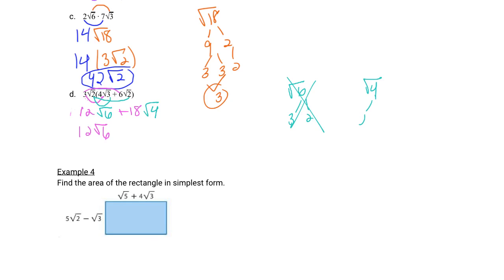Square root of 4 I can simplify. That's 2 times 2. So the answer is just 2 there. So that's 18 times 2. So last simplification, 12 square root of 6 plus 18 times 2 is 36.